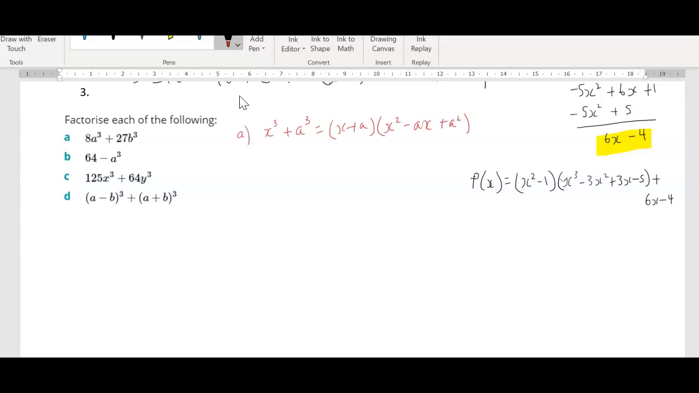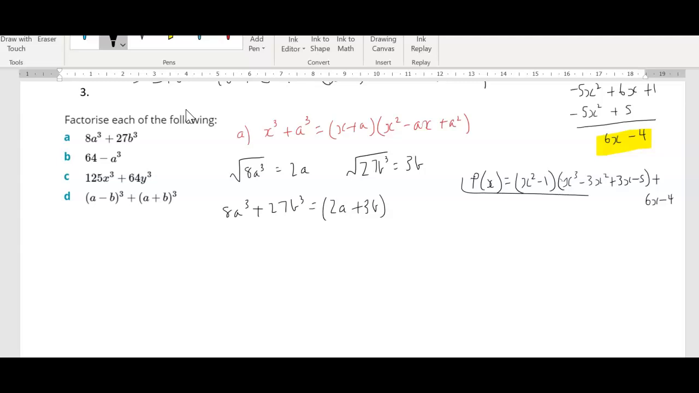Now to find the value of a and x, we just take the cube root. So the cube root of 8a cubed is 2a, and the cube root of 27b cubed is just 3b. So we just substitute 2a and 3b into our expression. So 8a cubed plus 27b cubed is equal to 2a plus 3b.